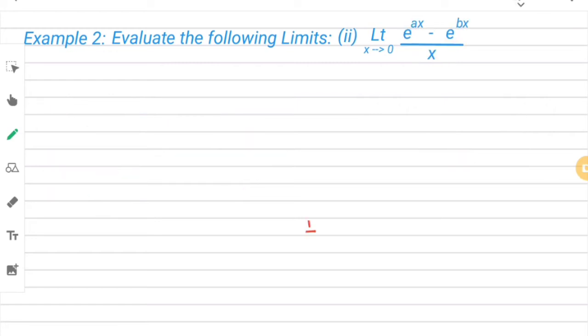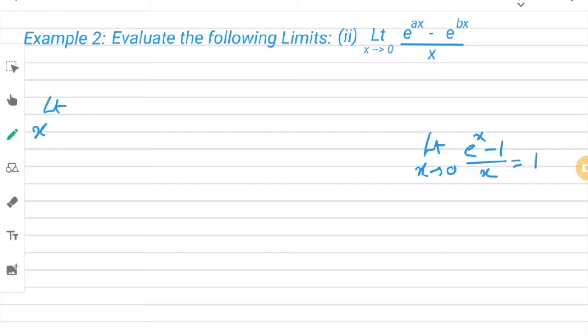Next, second subdivision, limit x tends to 0 (e power ax minus e power bx) whole divided by x, and it is in the form of limit x tends to 0 (e power x minus 1) divided by x, and we know the result of this one is 1. So I am going to change this one in this form, and we have to check that here we are having e power ax, and that two exponentials are there.